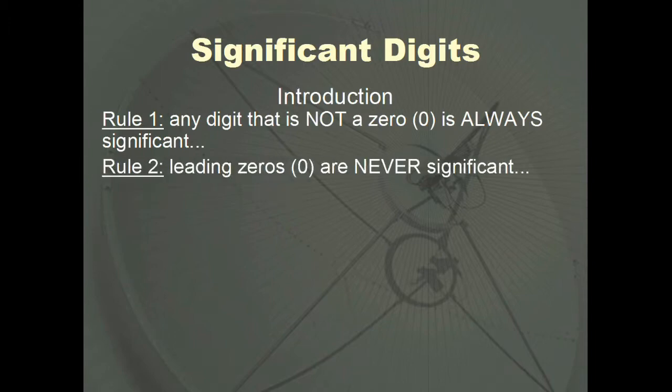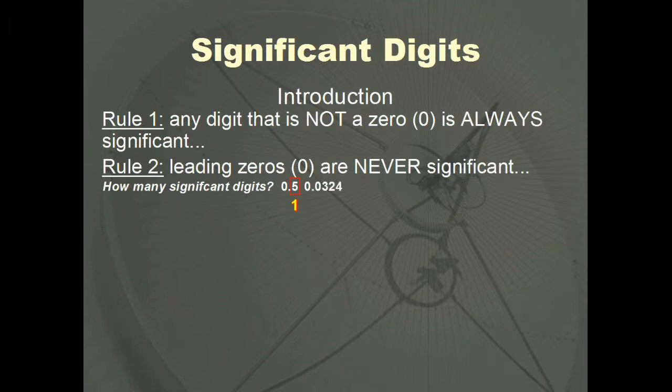These are always significant digits. Rule number 2. Leading zeros in a number are never significant. Let me give you an example. How many significant digits do you have in 0.5? Well, 0 is a leading digit. That is not significant, so I have only one significant digit in that number.